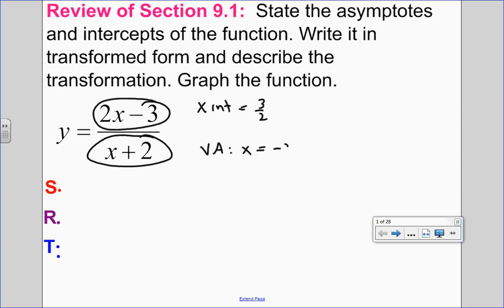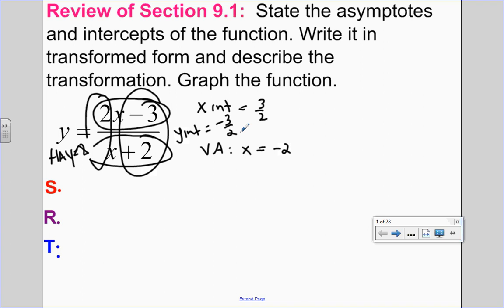Vertical asymptote, -2. If I look at the ratio of the leading coefficients, because the degree of the numerator is equal to the degree of the denominator, I will get the horizontal asymptote. And that's y equals 2. So horizontal asymptote, y equals 2. Okay, and then if I look at the ratio of the constants, that will give me my y-intercept. So the y-intercept is -3/2.